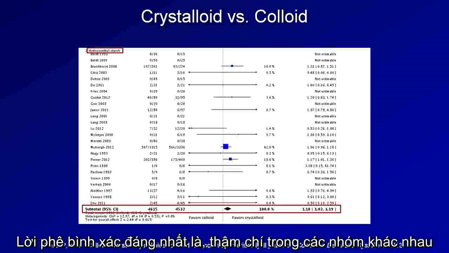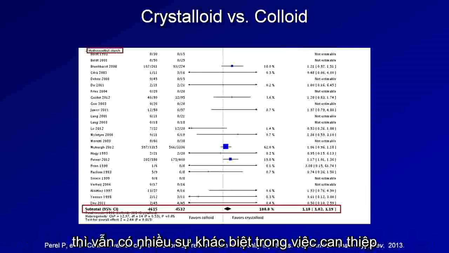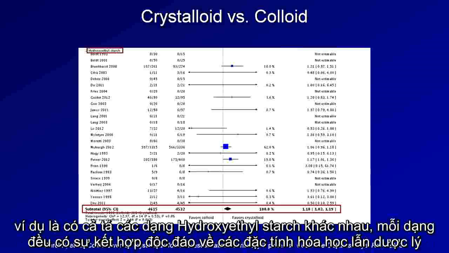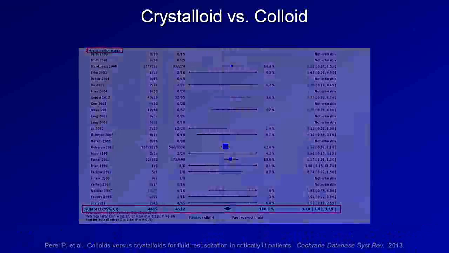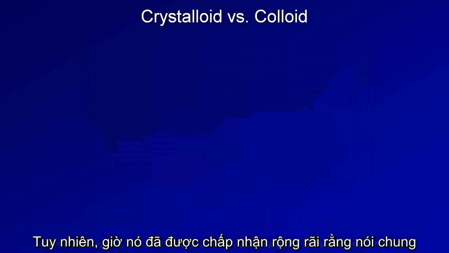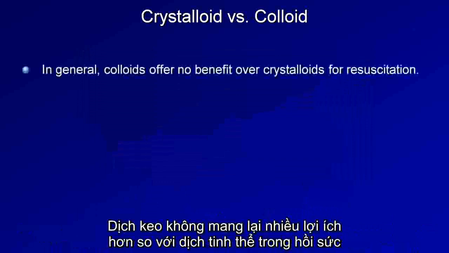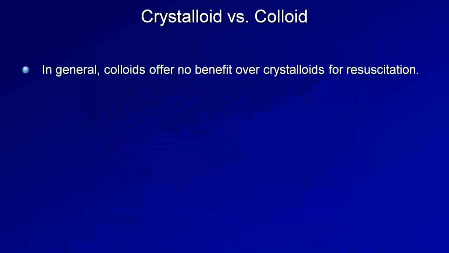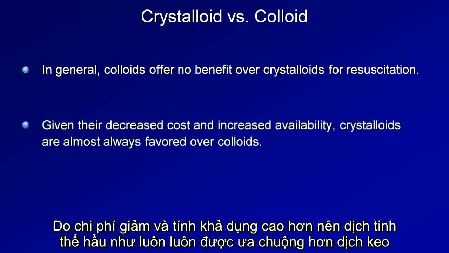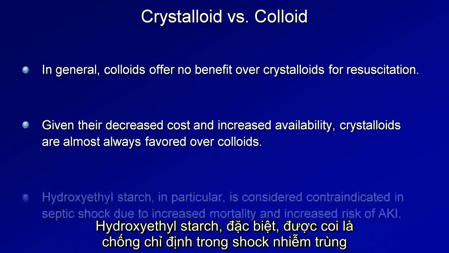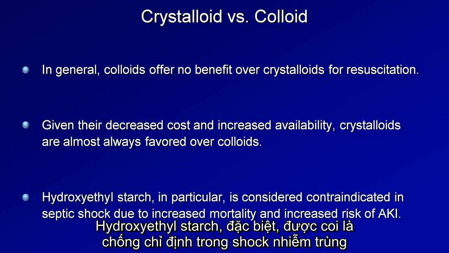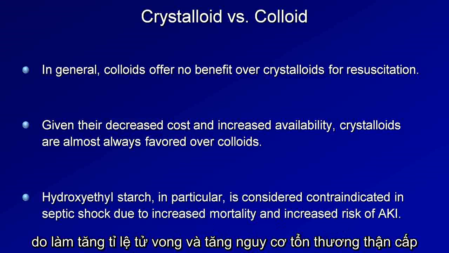In my opinion, the most valid criticism is that even within the different colloid groups, there is still much variability in the intervention. For example, there are a dozen or more different forms of hydroxyethyl starch, each with a unique combination of chemical and pharmacologic properties. However, it is now widely accepted that in general, colloids offer no benefit over crystalloids for resuscitation. Given their decreased cost and increased availability, crystalloids are almost always favored over colloids. And hydroxyethyl starch, in particular, is considered contraindicated in shock due to increased mortality and increased risk of acute kidney injury.